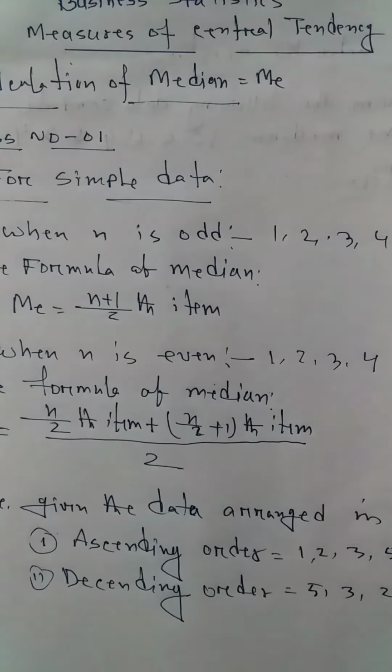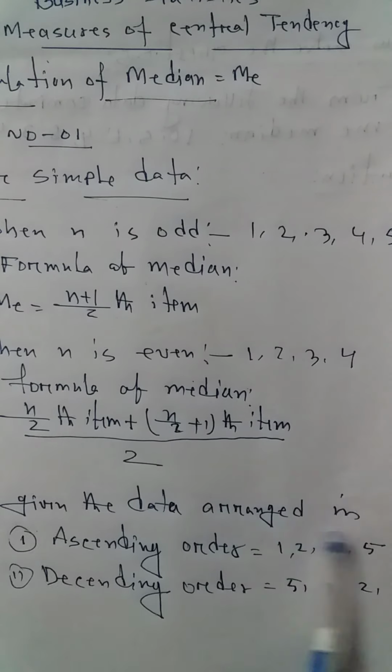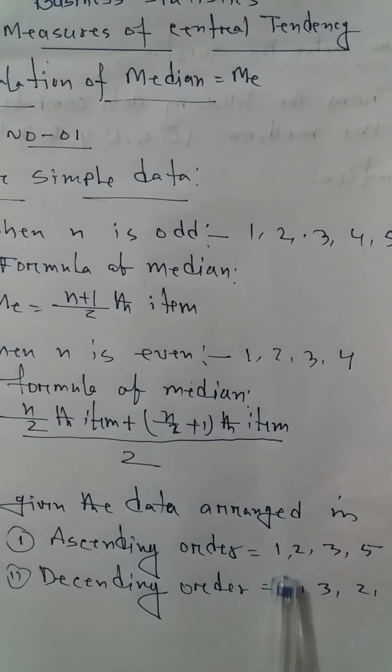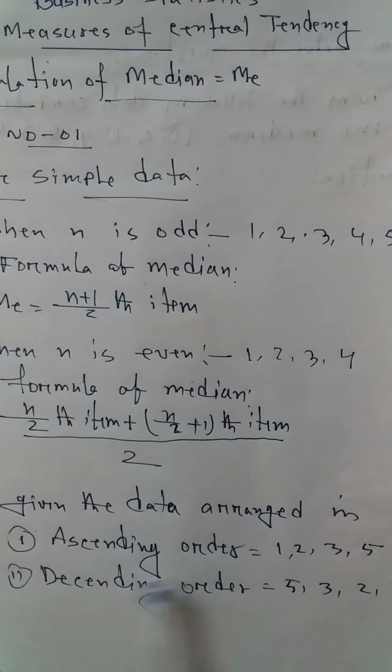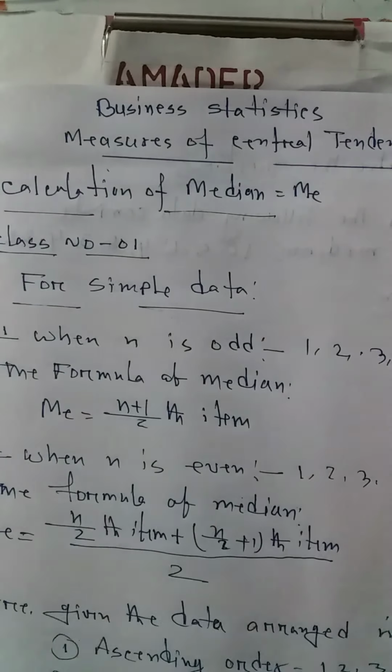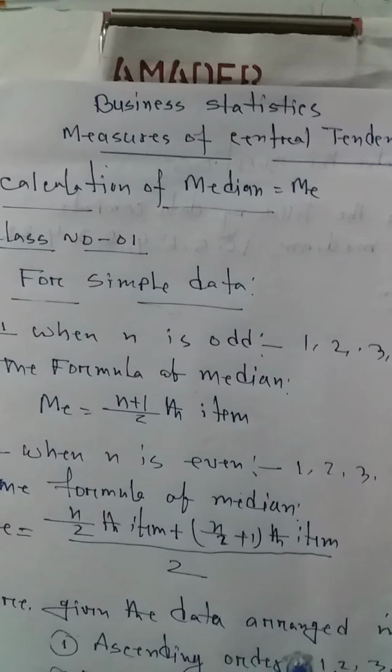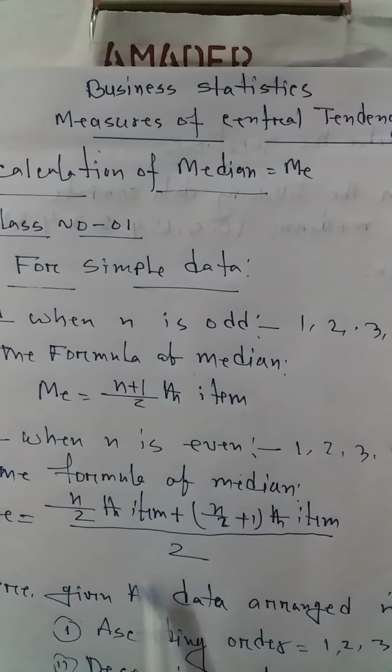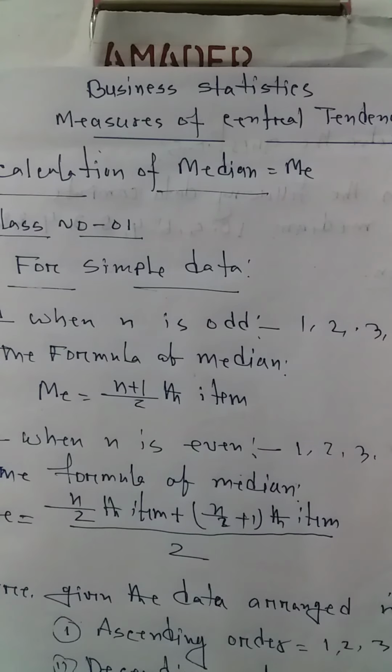Here remember that the given data must be arranged in two ways: one way is ascending order and the other way is descending order. Ascending order means 1 2 3 4 5, lower to upper. Descending order means upper to lower. When we calculate the median of simple data, we follow these two formulas and rules.